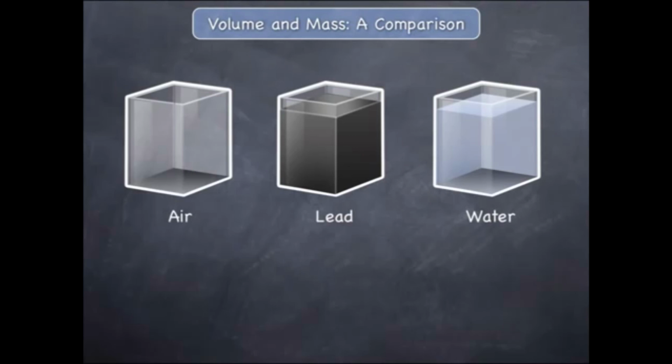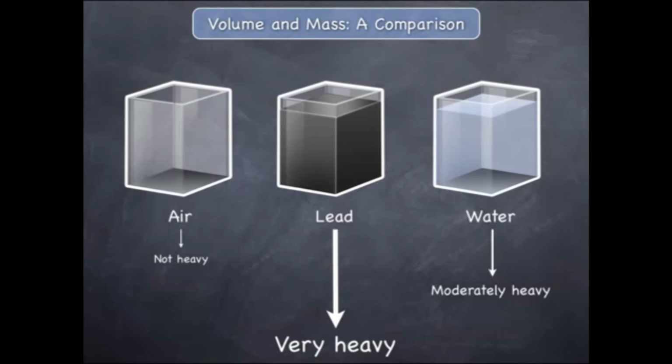The first container, which contains a liter of air, will not be heavy at all. The second container is filled with lead, which will be much heavier than the container with air. Lastly, the container filled with water will be moderately heavy. The water will be heavier than the container with air, but not heavier than the container of lead.